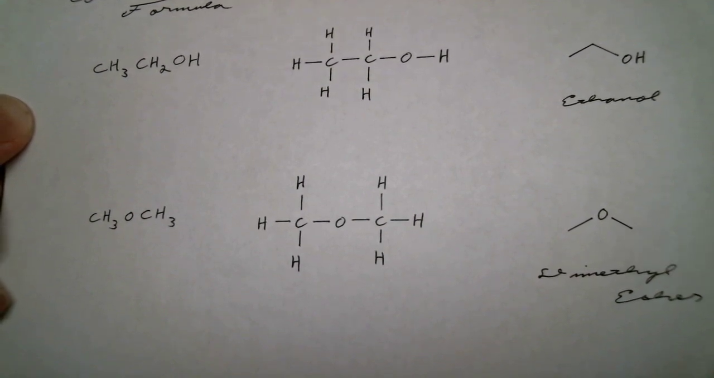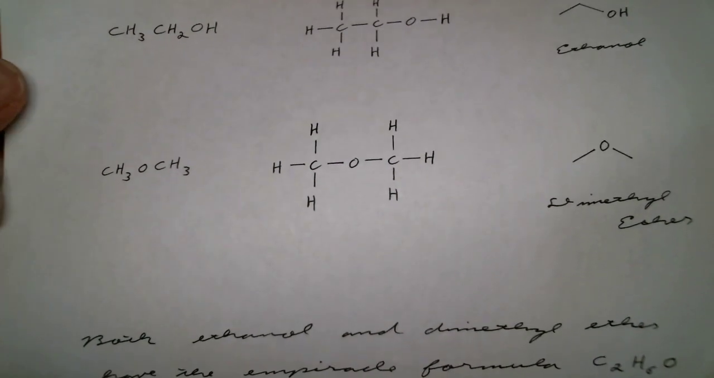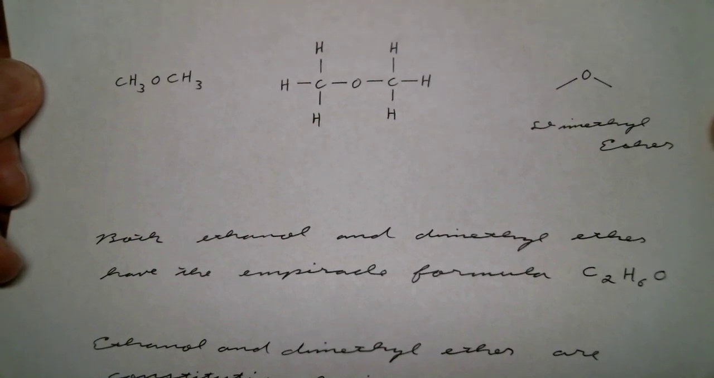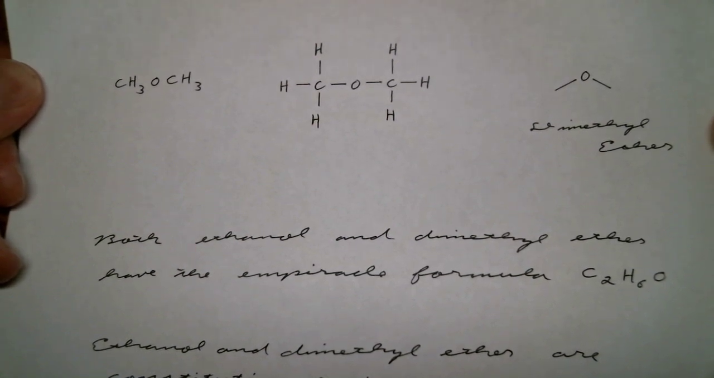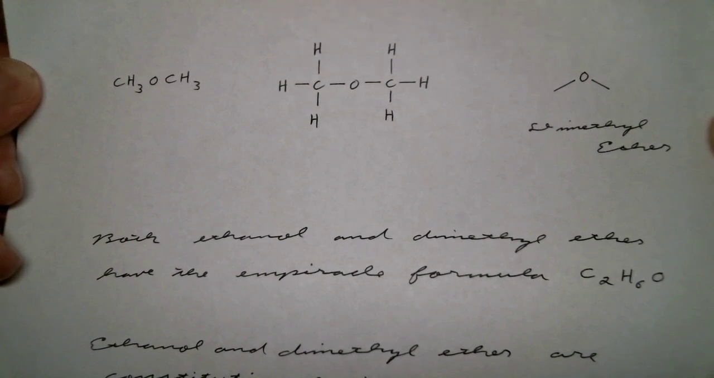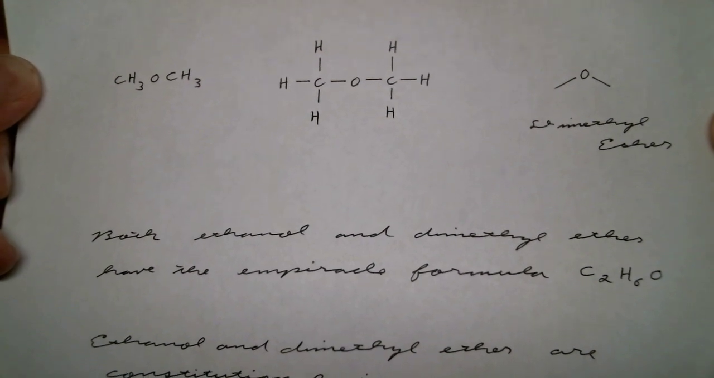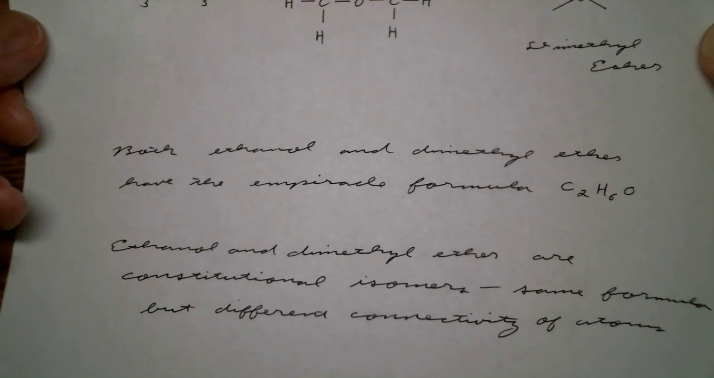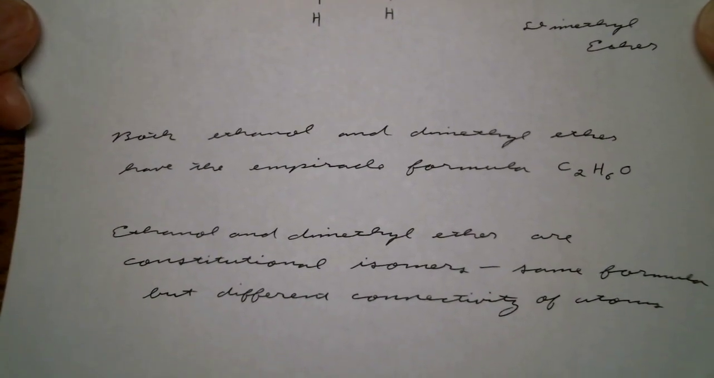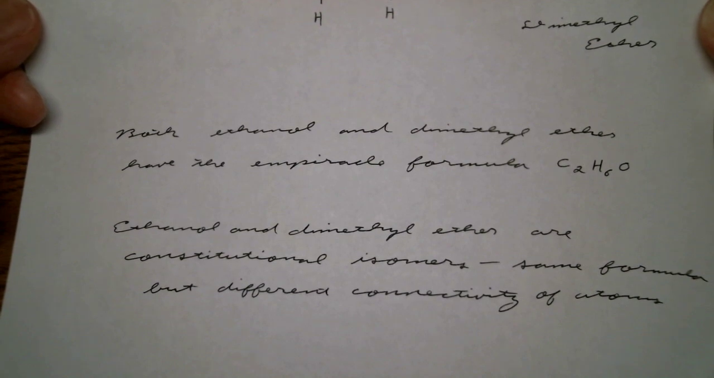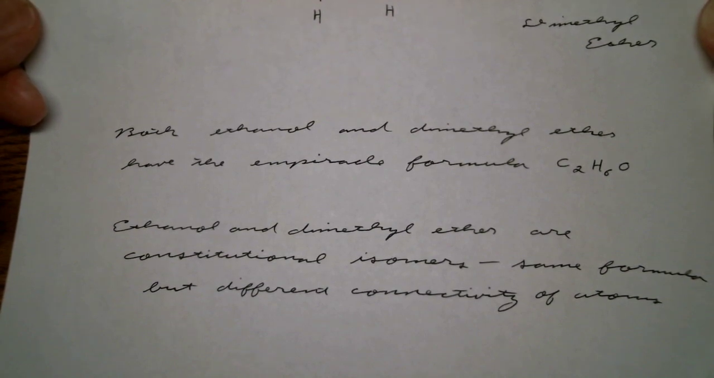this molecule in shorthand. So, both ethanol and dimethyl ether have the same molecular formula of C2H6O, but they are very different molecules as we've represented them with very different physical properties. You could call ethanol and dimethyl ether constitutional isomers. Those are molecules that possess the same formula but have a different connectivity of atoms.